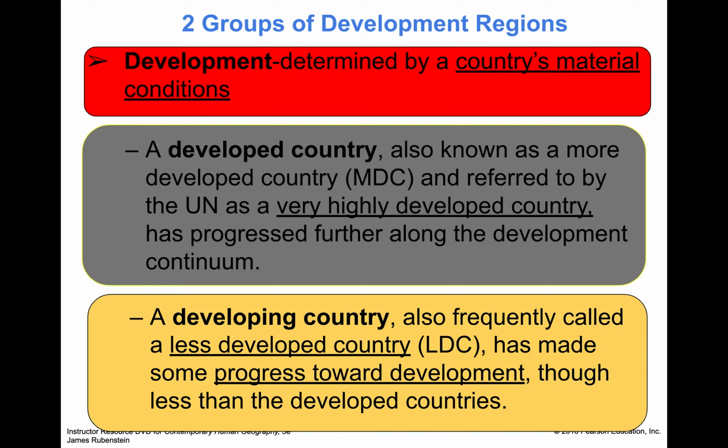The other is a developing country. A developing country is making progress, or some progress, towards development. Developing countries fall in the classifications of high, medium, and low developing countries.